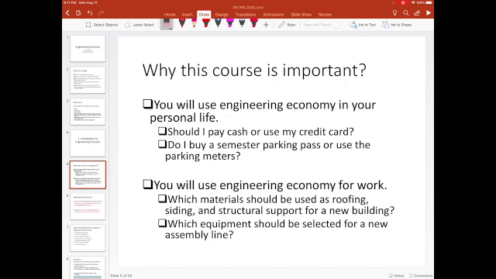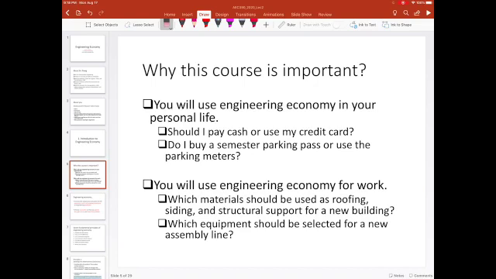Should I pay cash or use my credit card? That's a very common question when you want to buy something. And do I buy a semester parking pass or just use the parking meters? Those are common questions you need to answer every day, and to choose the right option, the things you're going to learn in the class can help.